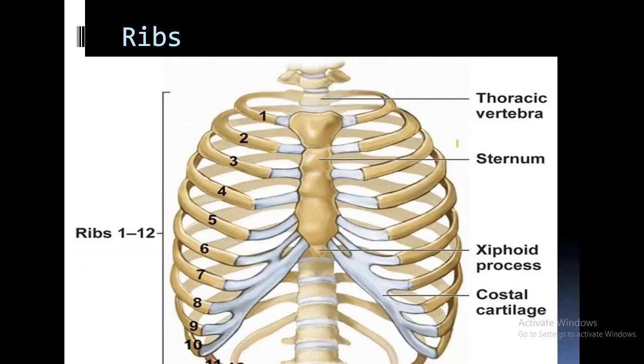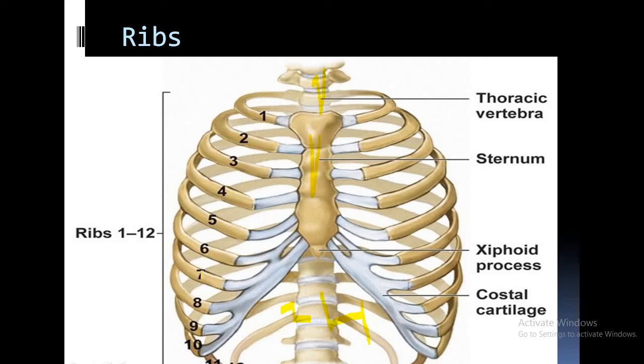Now we have to see about the ribs. So there are 12 pairs of ribs. On the back side, that is on the dorsal side, they are attached with the vertebral column, and on the ventral side they are attached with the sternum. In this manner the ribs form a cage-like structure, known as the rib cage, and inside the rib cage the lungs and the heart will be present, and such organs remain protected.